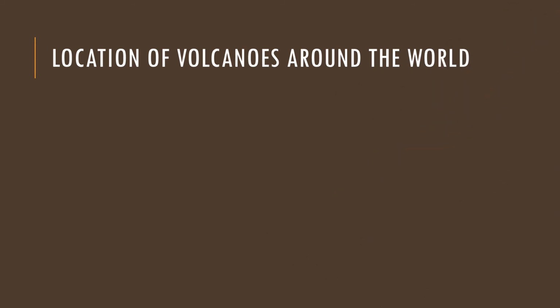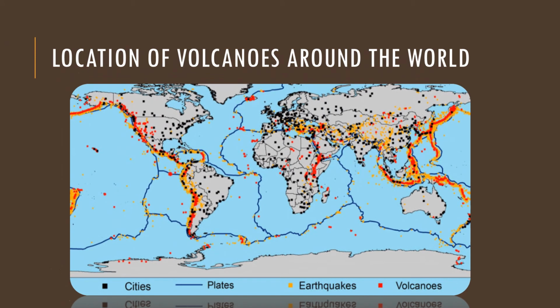Location of volcanoes around the world. Most volcanoes actually occur close to plate margins. Plate margins are weak places in the Earth's crust. Remember, plate margins are the places where tectonic plates meet. And on the screen, there is a map.